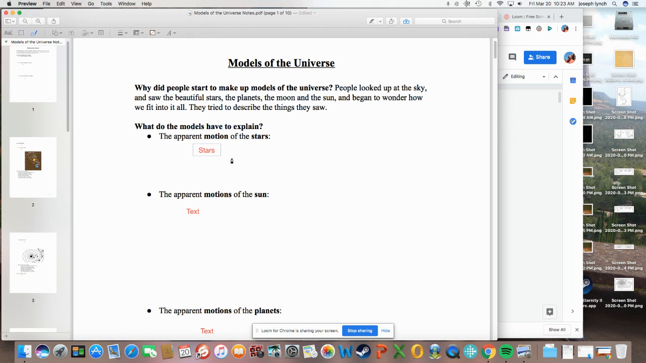Stars seem to circle Polaris at 15 degrees per hour. And then we have to explain the apparent motion of the sun. So the sun does the same thing. The sun moves at 15 degrees per hour.